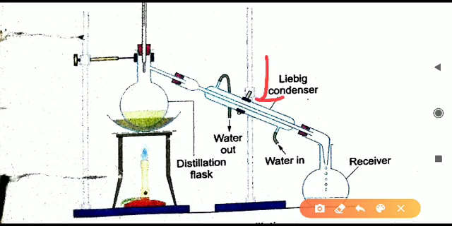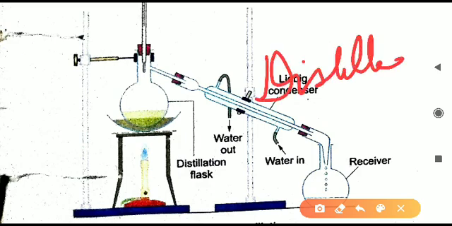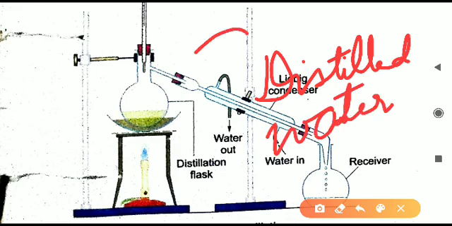In the chemistry lab we are using distilled water. We are not using normal tap water. It is distilled water which we are using, and the distilled water is obtained by the process of distillation. This is the method which is used to obtain distilled water.